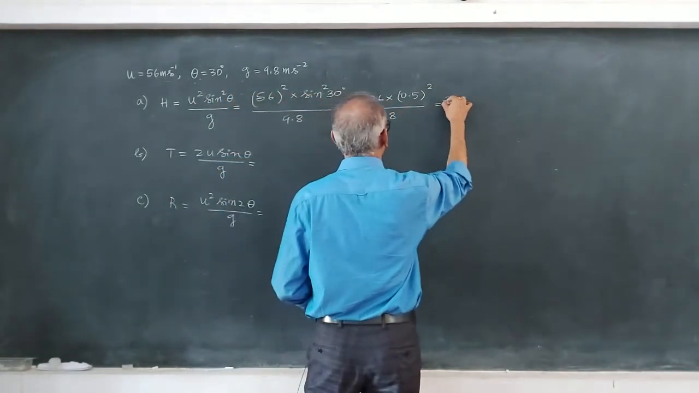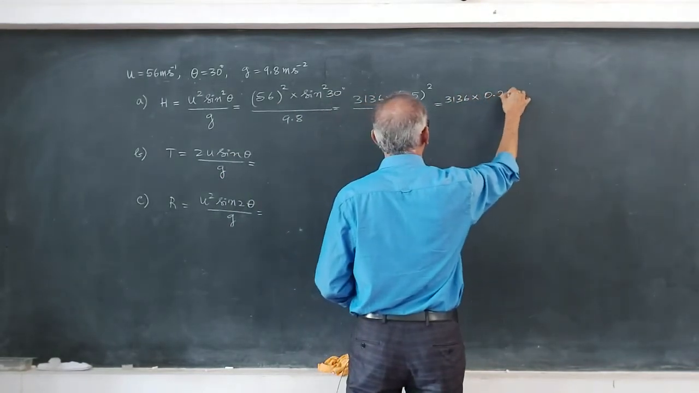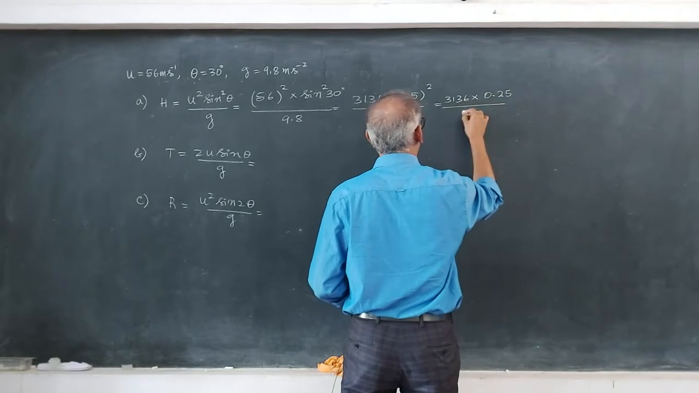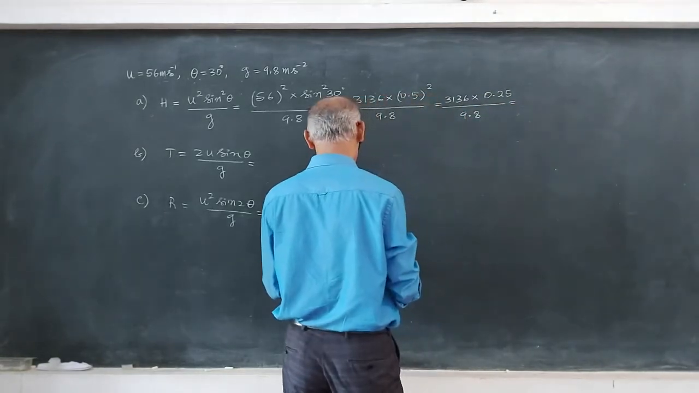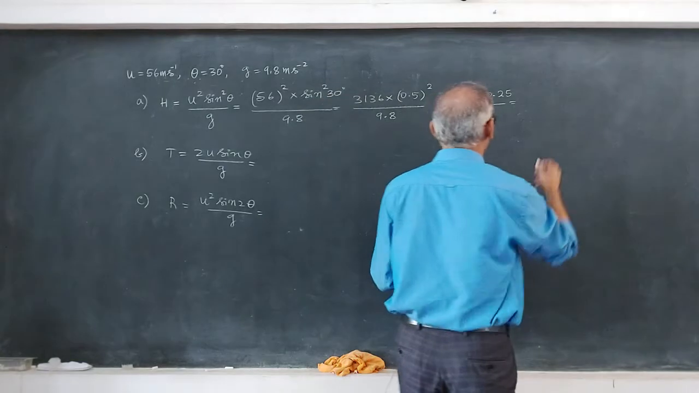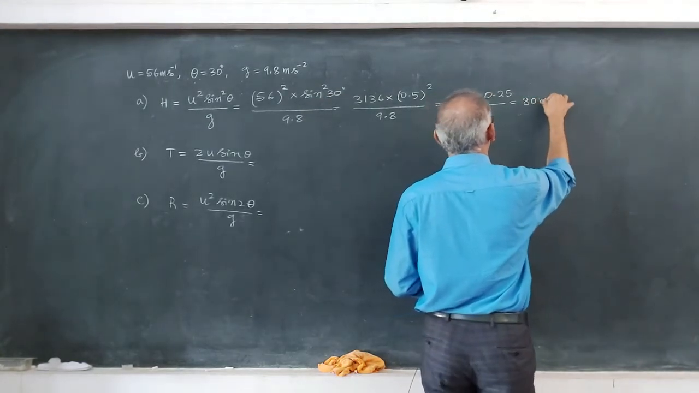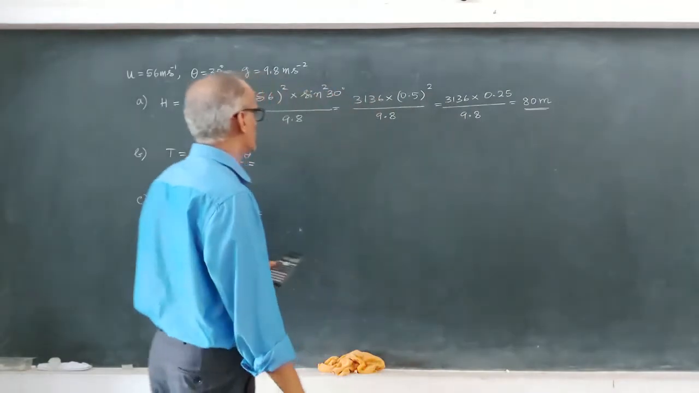So this is 3136, 0.5 square is 0.25 by 9.8. So 3136 into 0.25 divided by 9.8. That will give you the height, so that's why it is in meter. Hope you have understood that.